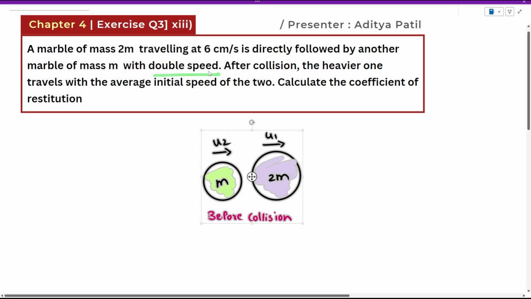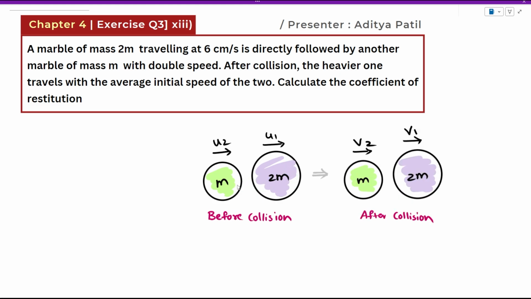So the situation is something like this. So we have our larger marble followed by the smaller marble. Since the smaller marble's speed is greater than the larger marble's, to be specific, it is twice, this marble will eventually catch up to the larger marble and they will collide. And after collision, both the marbles will move, but this time with different speeds. And based on this, we have to calculate the coefficient of restitution for this particular setup. Seems an easy question, and it is.